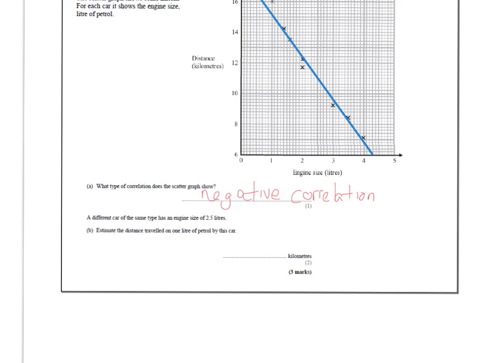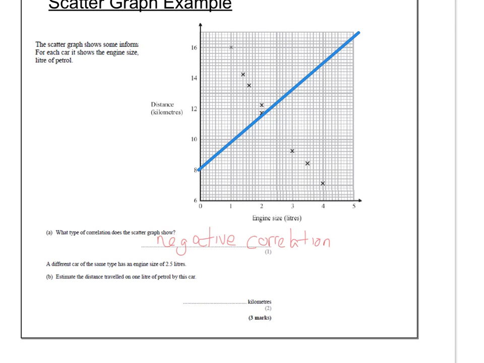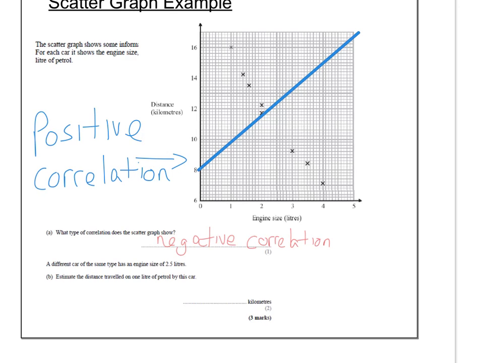So a negative correlation. Had the line gone upwards, upward positive gradient from left to right, like this, then this would be called a positive correlation. Correlation is just a posh word for relationship. It means that if it was positive in this case, it would mean that as the engine size increased, then the distance travelled on 1 litre of petrol would also increase. But we know that that's not the case with this question.